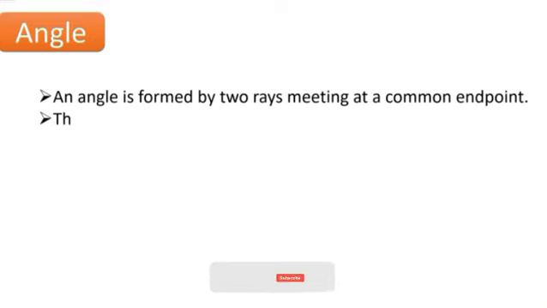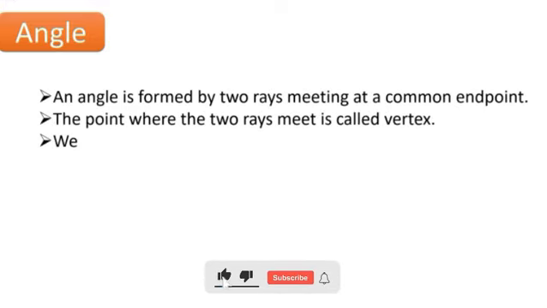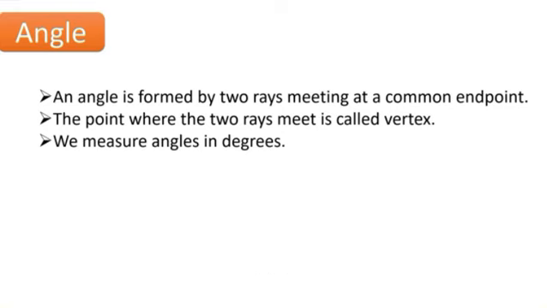Okay, now we are going to have a look at an angle. So, an angle is formed when two rays meet at a common endpoint. The point where the two rays meet is called the vertex. And we measure angle in degrees. Okay, so this is an angle.